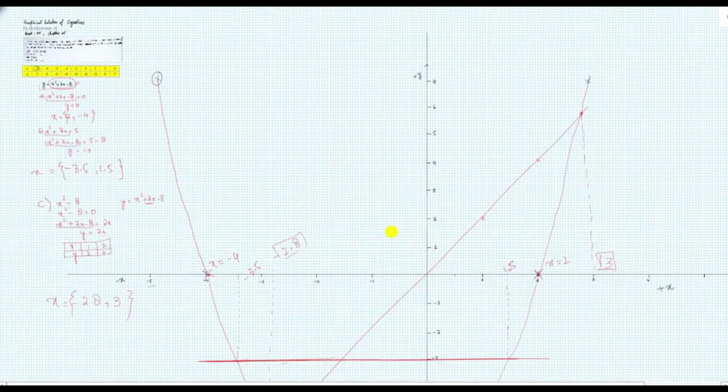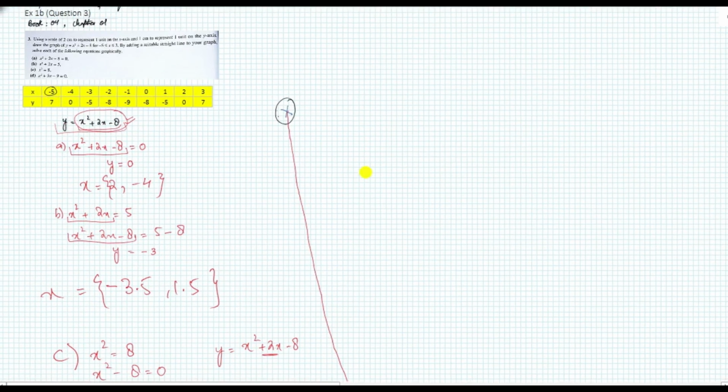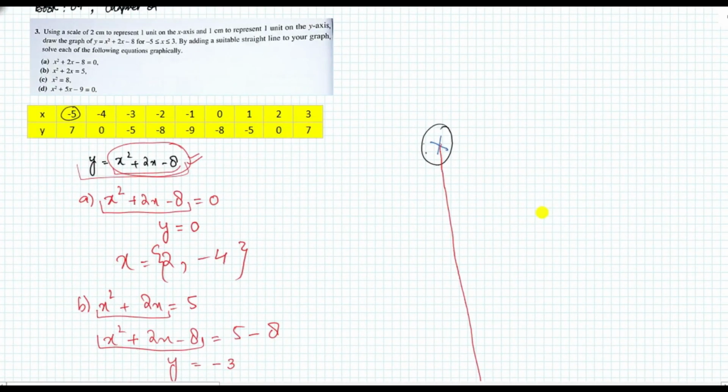Now we will see the last part of this question. The last part is x square plus 5x minus 9 is equal to 0. Now again we will make this left hand side as y. If we do the comparison of this side with the given function, we already have x square here. How can we convert 5x into 2x? We will subtract 3x from this to make it 2x.